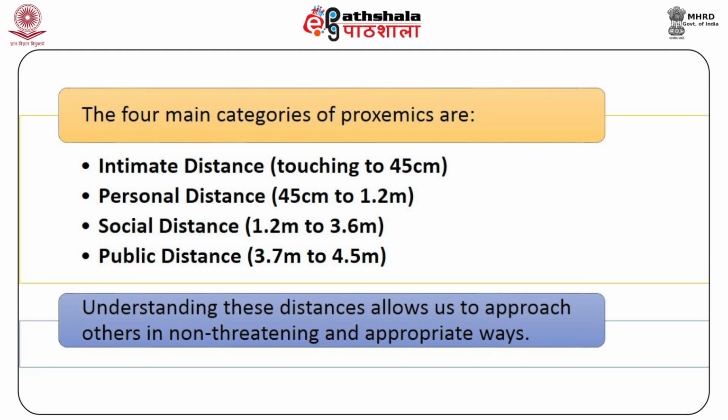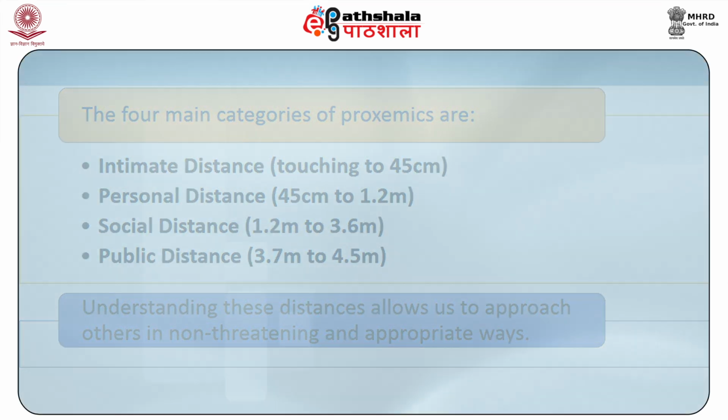Rather, it can be misinterpreted by the viewers in different culture. Indeed, 4 distances have been defined according to the relationship between the people involved. The 4 major categories of proxemics are: first, intimate distance; second, personal distance; third, social distance; and fourth, public distance. Understanding these distances allows us to approach others in non-threatening and appropriate ways.